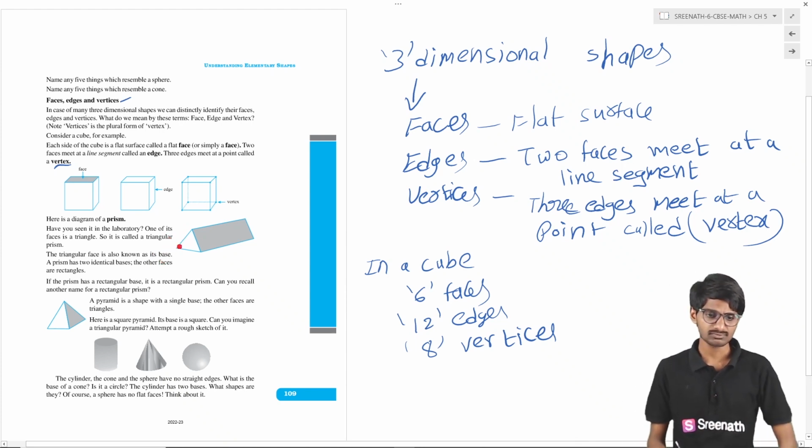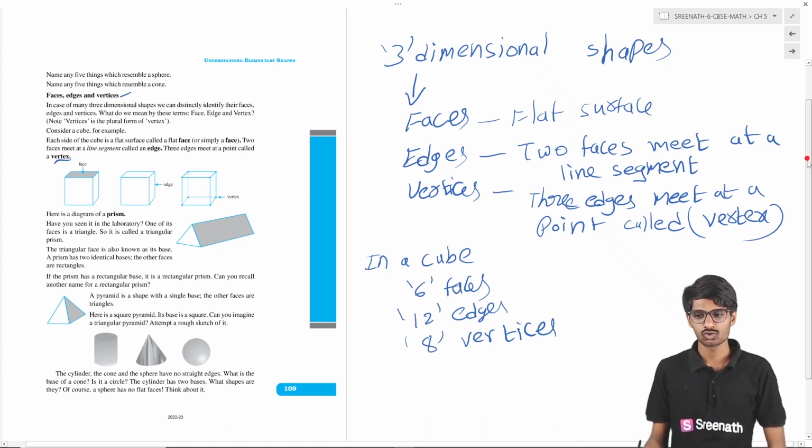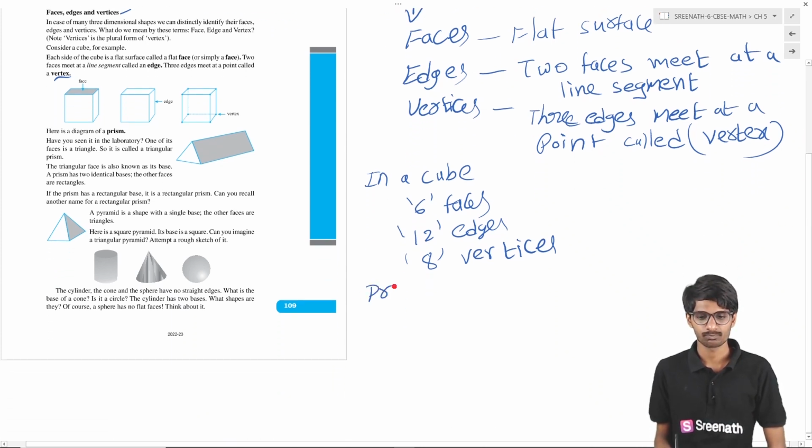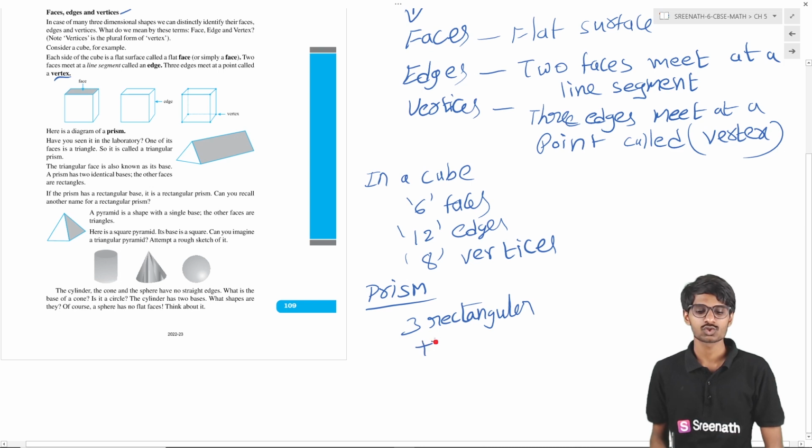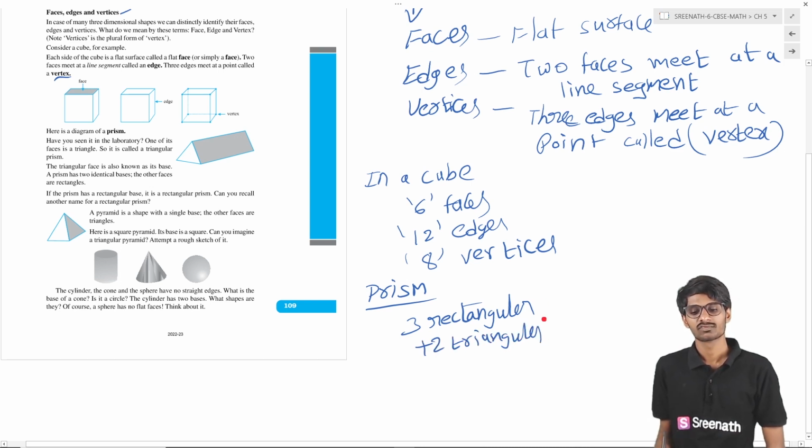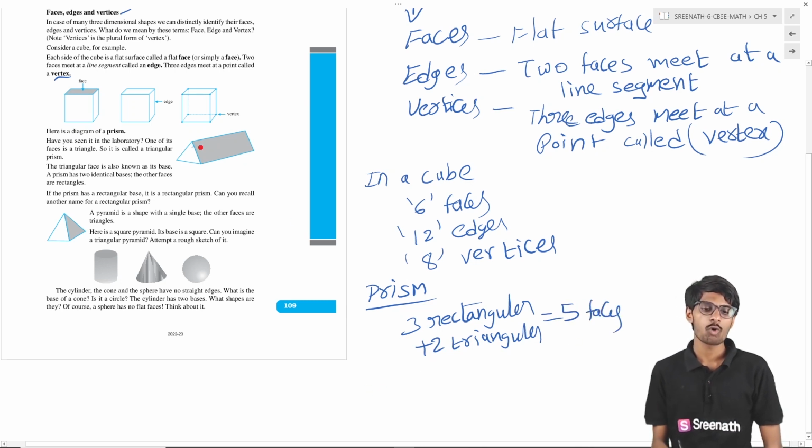Okay. So again, now I am going to write about the prism also. Prism. How many faces does it have? 3 rectangular faces, 3 rectangular plus 2 triangular. That is equal to 5 faces. 5 faces. How many edges?